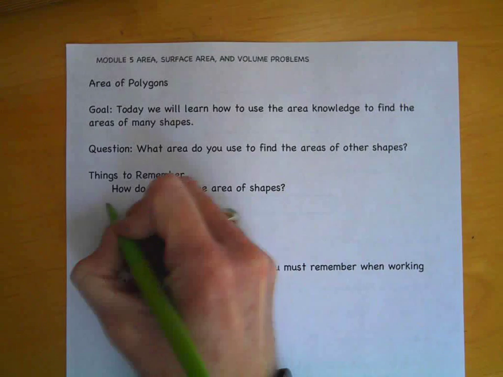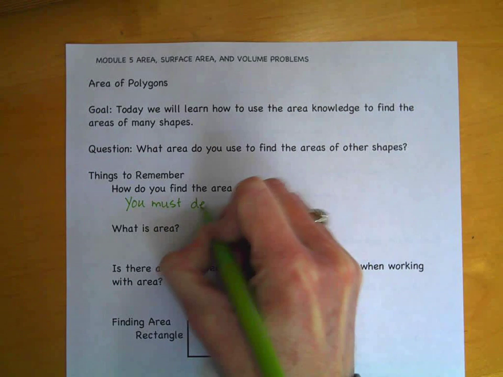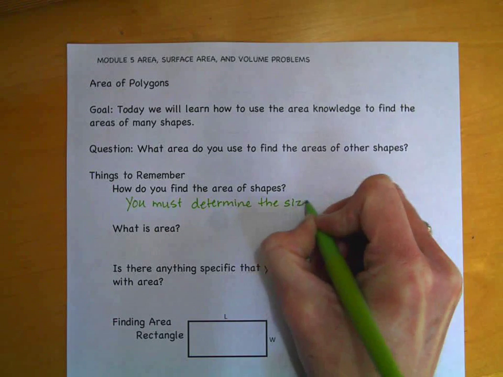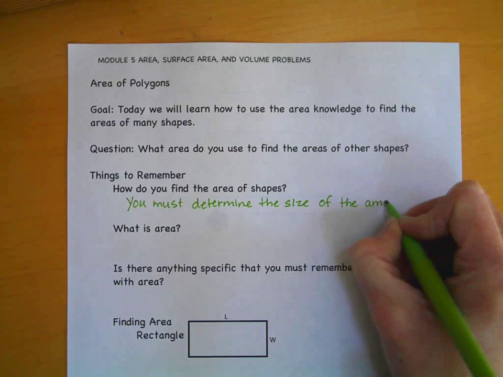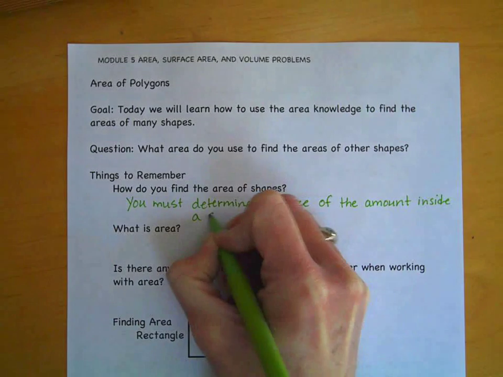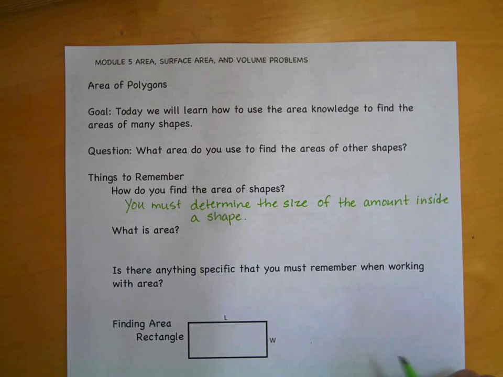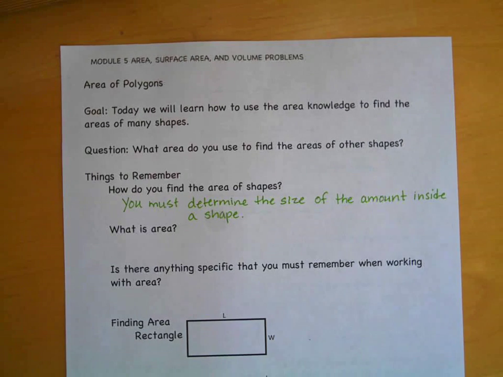So how to find the area of shapes is you must determine the size of the amount inside a shape. Okay, and we do that several different ways. If you're thinking about rectangles, then you would take the length times the width, because the length times the width are the dimensions of the rectangle, and that gives you the amount of space on the inside of the rectangle.